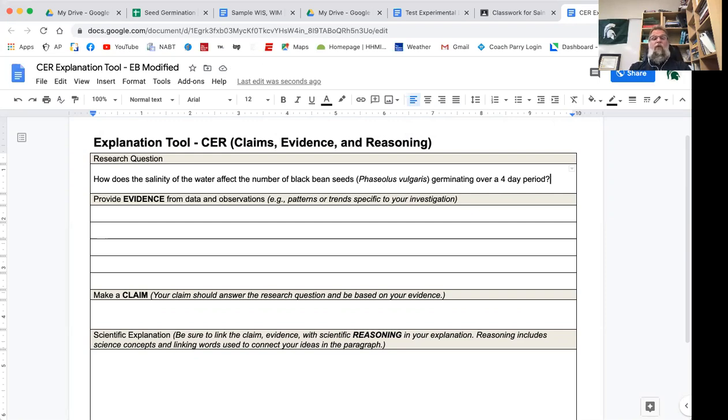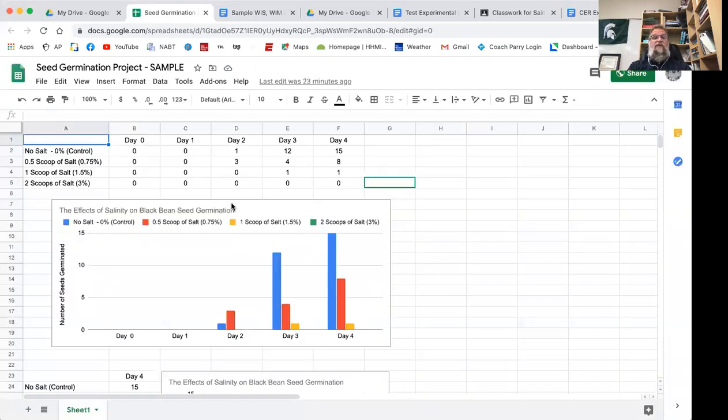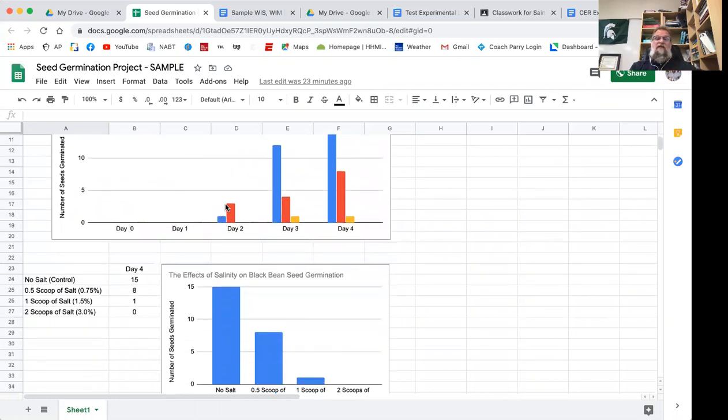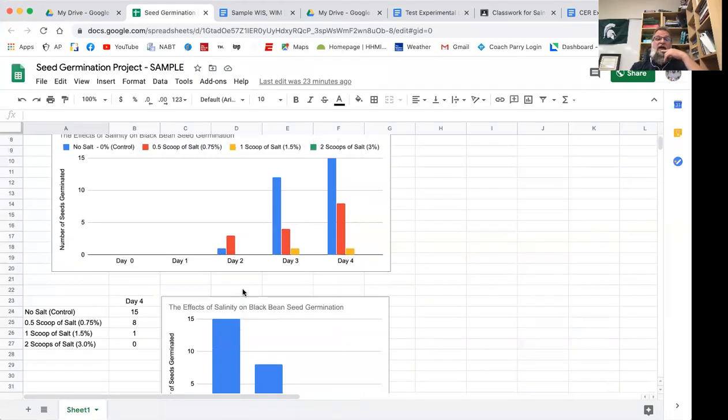And then we start looking at what's the evidence we have. So I showed this in the previous video. I've got some data here. And so I need to pull out some evidence from this data that's going to help me answer this question. So what are some of the observations I can make? Well, I can clearly see that the blue bar in the second graph, which represents no salt, by far had the greatest amount of growth and actually reached full capacity at 15 seeds per bag.